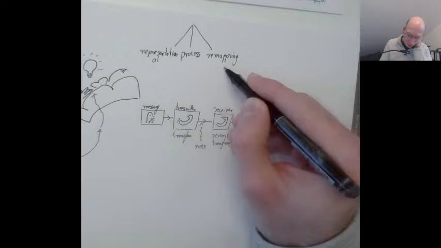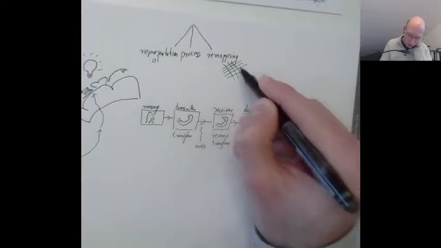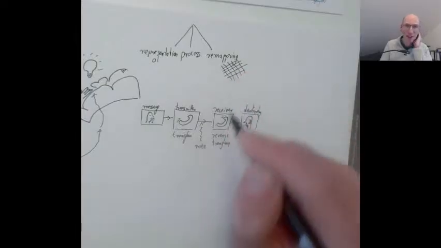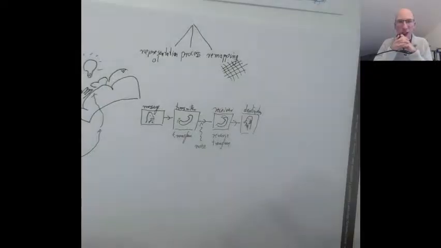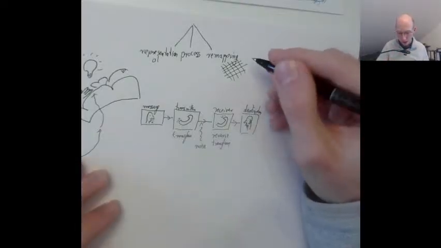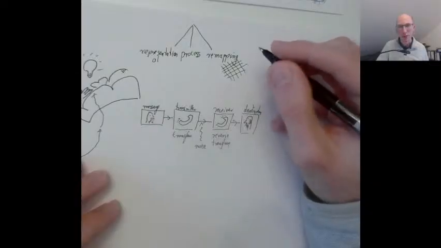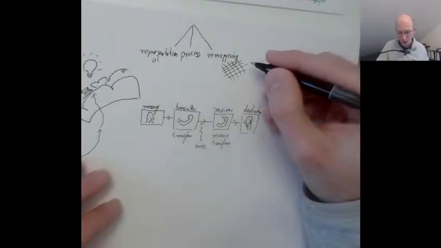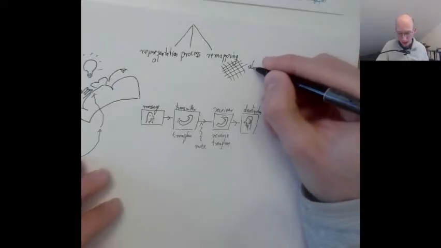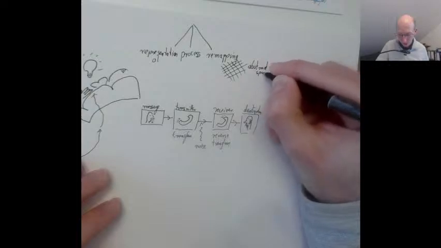So maybe I could do something like this. This is supposed to be a lattice, it's essentially a network, a very simple network. And that represents some abstract space. There is some indication that this is probably visual, but let's just call this an abstract space.